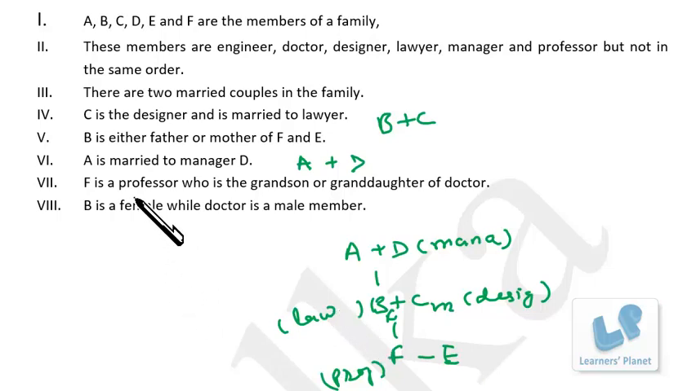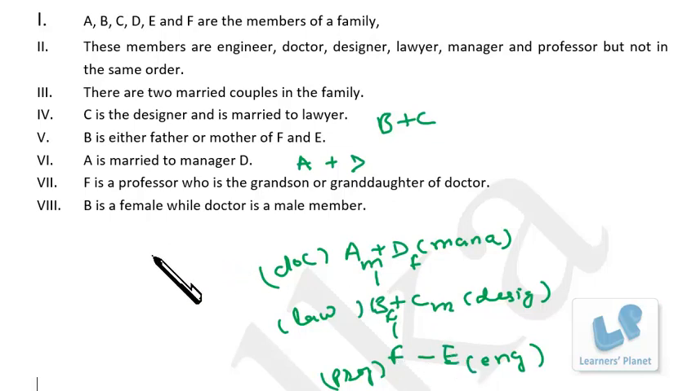Then F is a professor who is the grandson or granddaughter of doctor. So D is manager, that means A has to be doctor. So doctor, manager, lawyer, designer, professor. Now we are left with engineer. So E has to be engineer. Okay. Now doctor is a male member. So this male, female. For F and E we are clueless.